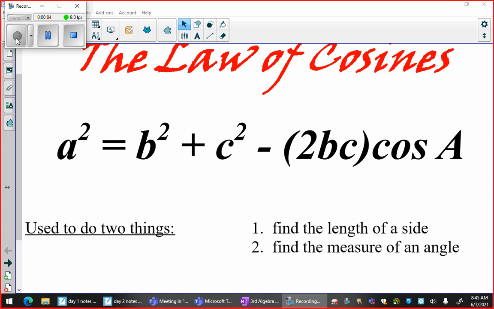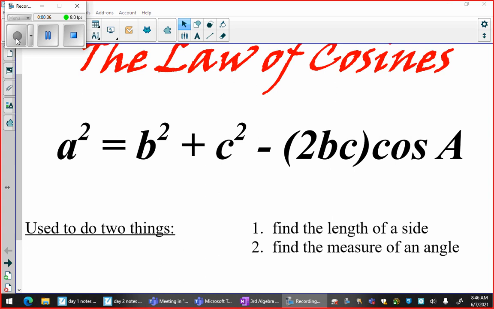Law of cosines. First, the law of cosines is a formula to find any side or angle of a triangle. If you look at the very first part, a squared equals b squared plus c squared, that looks like the Pythagorean theorem. It's really just the Pythagorean theorem, but with more stuff added in. And that stuff helps us find a side or an angle of any triangle.